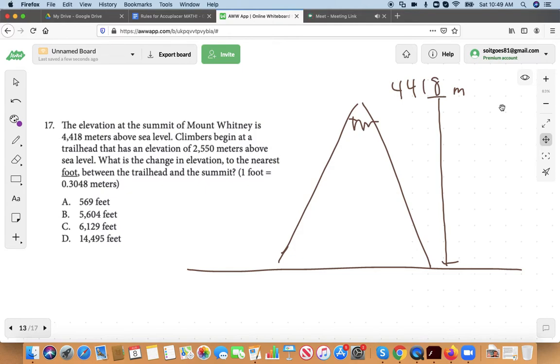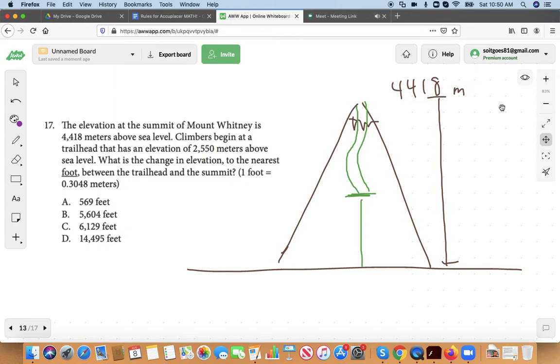Yes. Okay, great. Read the next sentence, please. Climbers begin at a trailhead that is at an elevation of 2,550 meters above sea level. Does that second sentence make any sense at all, or no? Yes. Okay. They're starting at an elevation of 2,550 meters above sea level. So like, I don't know, halfway-ish? Something like that. So they're right here, right? Like a base camp. Does that make sense? Yes. And there's a trail, right? Like going up to the top.